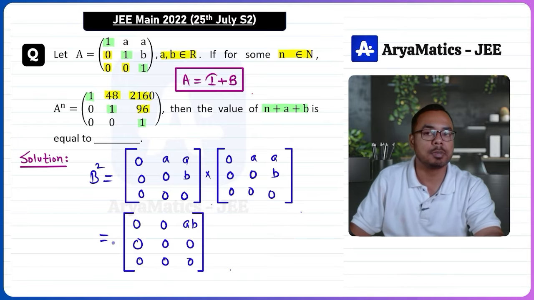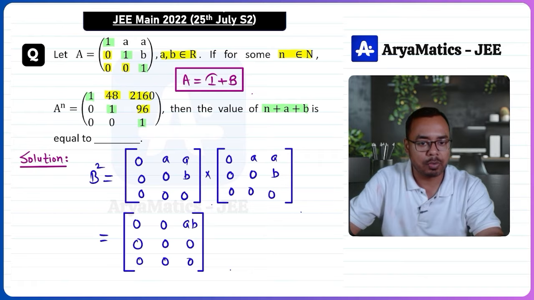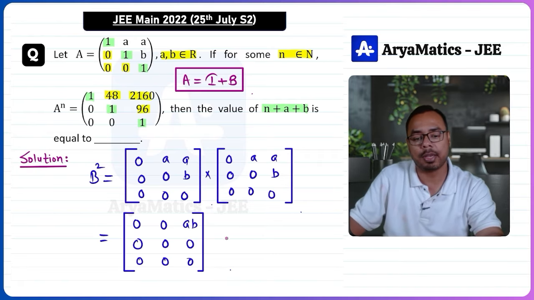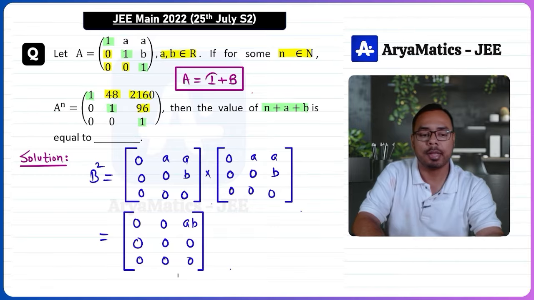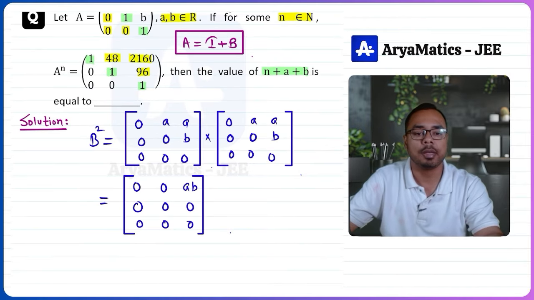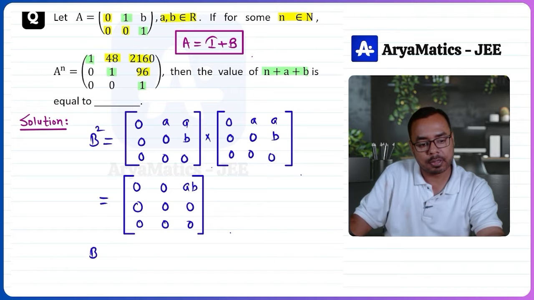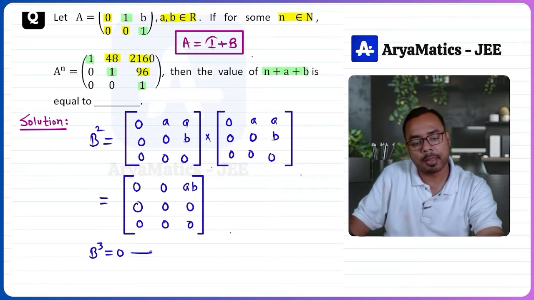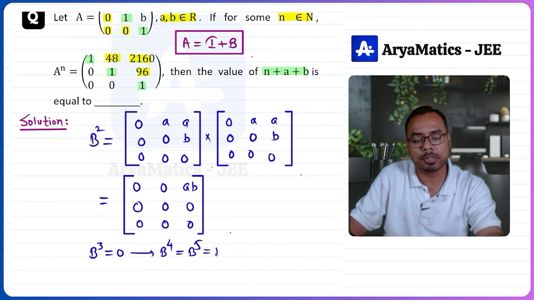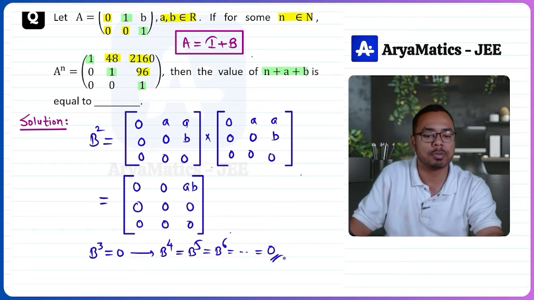So this is our matrix B square, and you can verify on your own that if you calculate B cube, that means B square into B, that will give you a null matrix, right? The moment B cube is a null matrix, any higher power, B raised to 4, B raised to 5, B raised to 6, all of these matrices will be null matrices only.